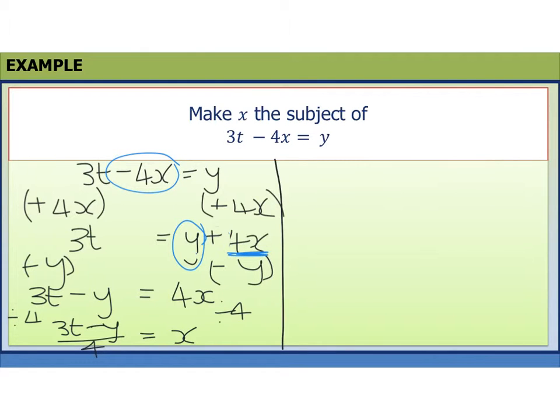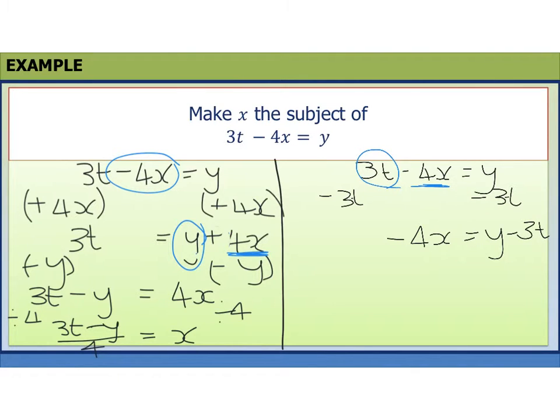Now, Rebecca's way. Alright, a way I actually quite like. But you've got to be fairly good with the algebra. So I'm going to show you this. I want to leave the x term on its own. So I'm going to move the 3t. So I'm going to take away 3t, take away 3t. Alright? So I've now got minus 4x equals y minus 3t. And we're going to divide by minus 4 and divide by minus 4. So x is y minus 3t divided by minus 4.